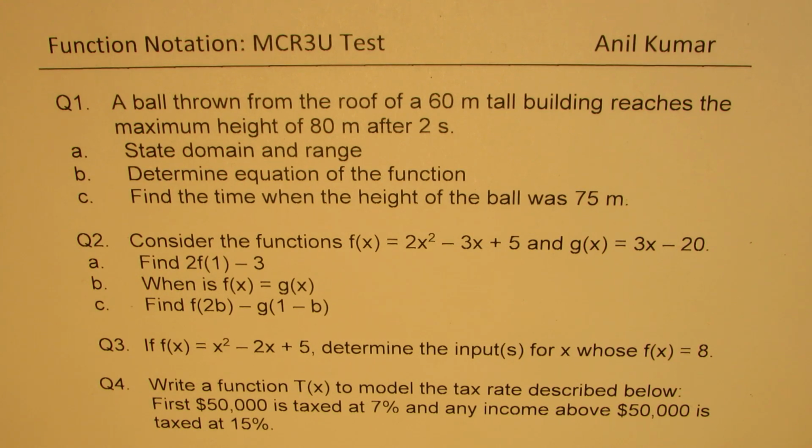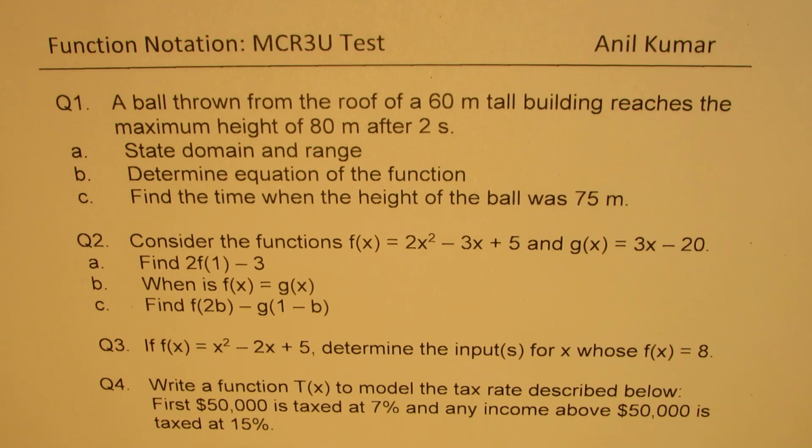meters. Question number 2. Consider the functions f of x equals 2x squared minus 3x plus 5 and g of x equals 3x minus 20. Find 2f of 1 minus 3. When is f of x equal to g of x? And part C is find f of 2b minus g of 1 minus b.